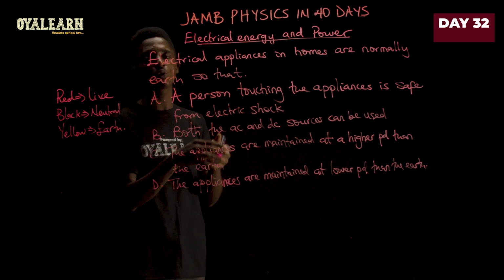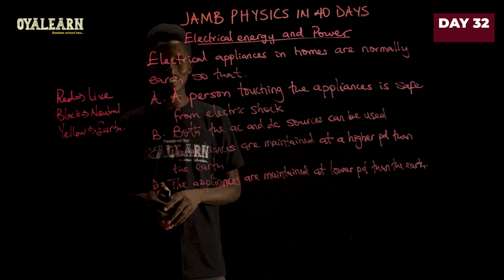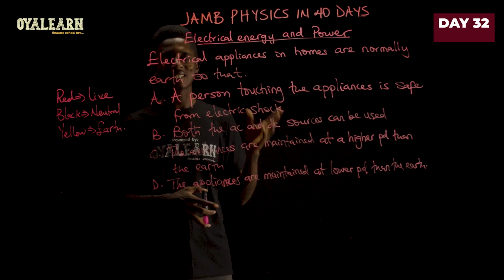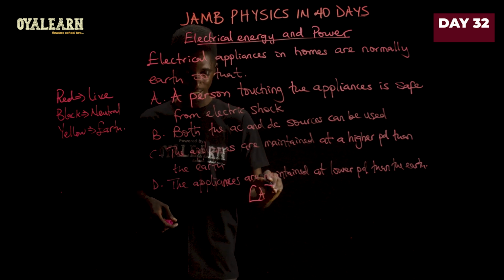So to answer this question, the reason why appliances in homes are normally earthed is so that a person touching the appliance is safe from electric shock, which is in option A.